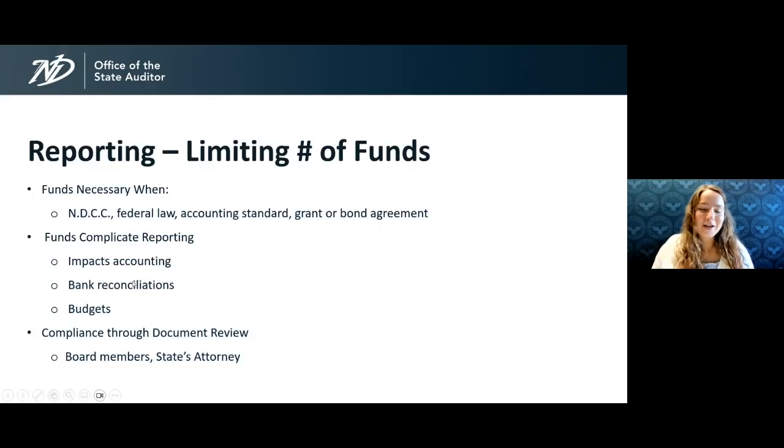Okay, so I guess I got a little bit ahead of myself there. I do have a slide on this, about reporting and limiting the number of funds. Funds do complicate that reporting. It can impact your accounting systems and reconciling them at year end, and your bank reconciliations. Another thing it complicates is our budgets. And as you all are definitely well aware, this year came with a very complicated and challenging budgeting season. So especially now, having those extra funds is really going to complicate those budgets for you.